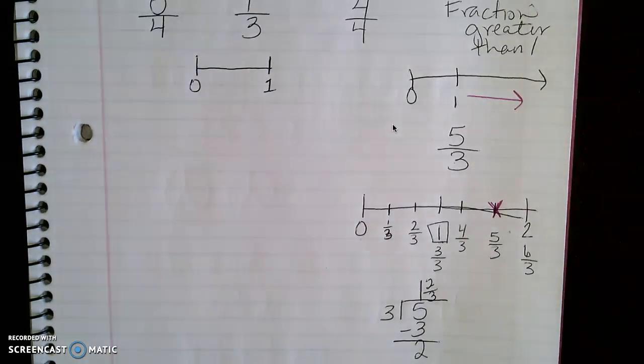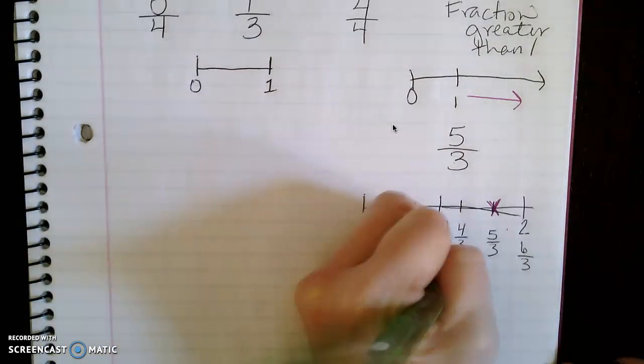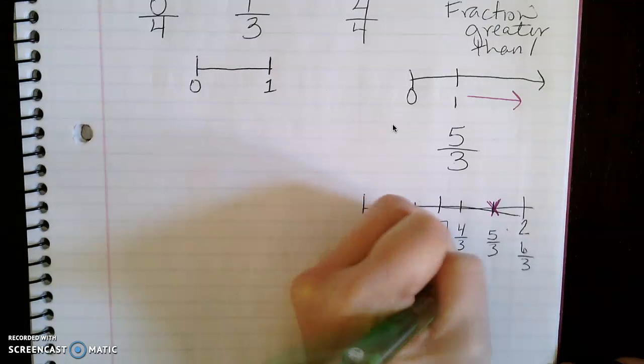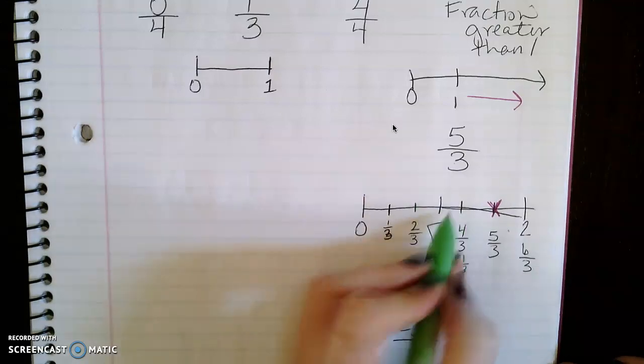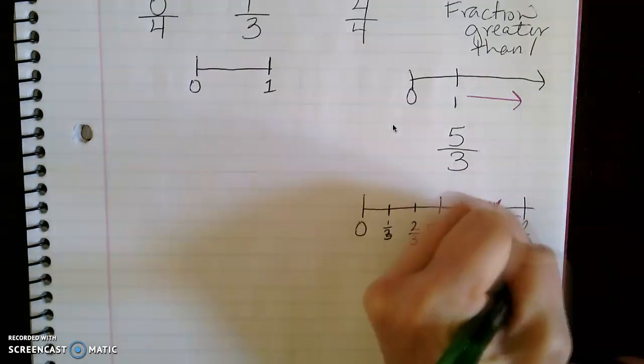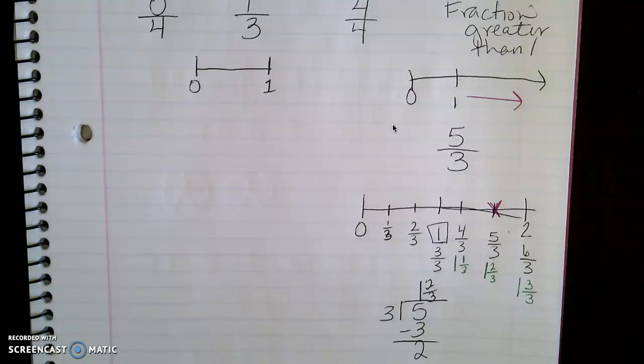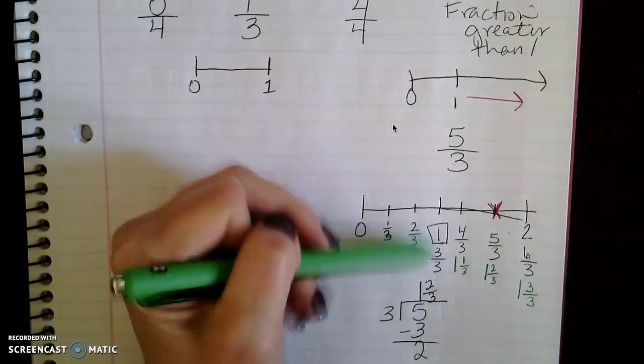If I mark this number line in mixed numbers, here I have 1. This would be 1 plus 1/3, right? That's 1 whole and another third. And here would be 1 2/3. And this would be 1 3/3. Do you see how we have so many numbers that can name the same value as we get farther along?